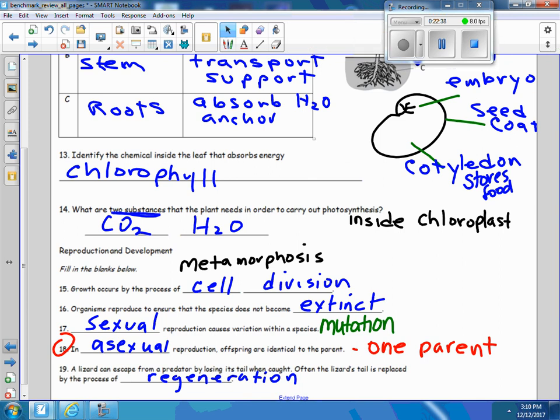Regeneration is not necessarily reproduction, it's regenerating a lost body part. But planaria regenerate their whole body when they get cut in half, but lizards only regenerate their tails. All right.